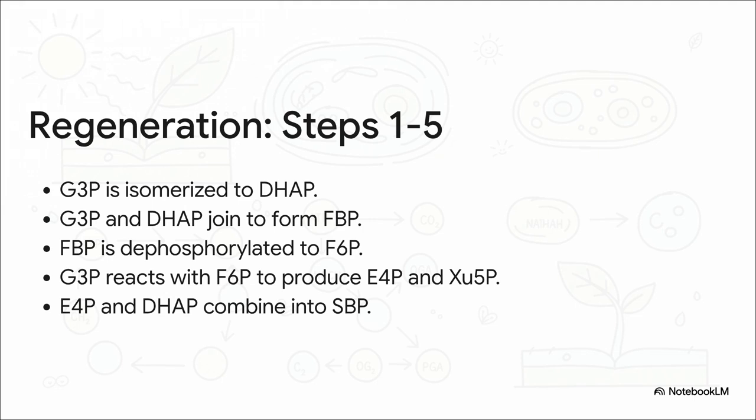Step 1. Triose phosphate isomerase converts a G3P into DHAP. Next, aldolase merges a G3P and a DHAP to create fructose 1,6-bisphosphate. Following that, fructose 1,6-bisphosphatase strips away a phosphate to make fructose 6-phosphate. Got it? Okay, step 4 brings in transketolase to react G3P with that F6P, producing a 4-carbon sugar, erythrose 4-phosphate, and a 5-carbon sugar, xylulose 5-phosphate. Finally, aldolase strikes again, combining erythrose 4-phosphate with another DHAP to form the 7-carbon sedoheptulose 1,7-bisphosphate. It's like a giant biochemical puzzle.